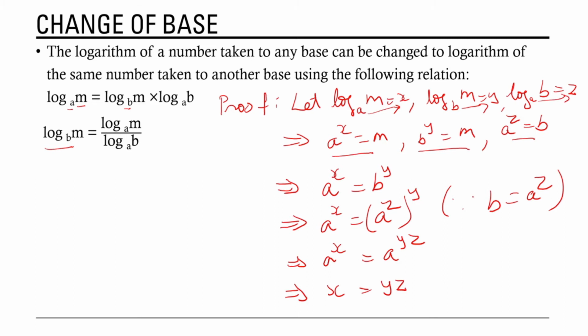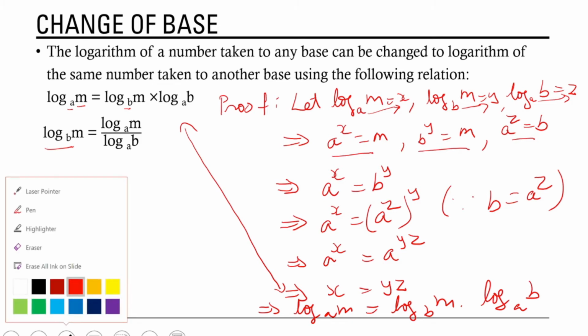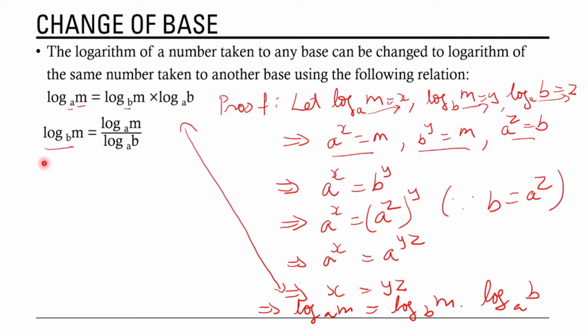Now, what is our x? Our x is log m to the base a, y is log m to the base b and z is log b to the base a. So, we have got x equals y into z. I hope this is clear. So, from this we can write log m to the base b is equal to log m to the base a divided by log b to the base a.